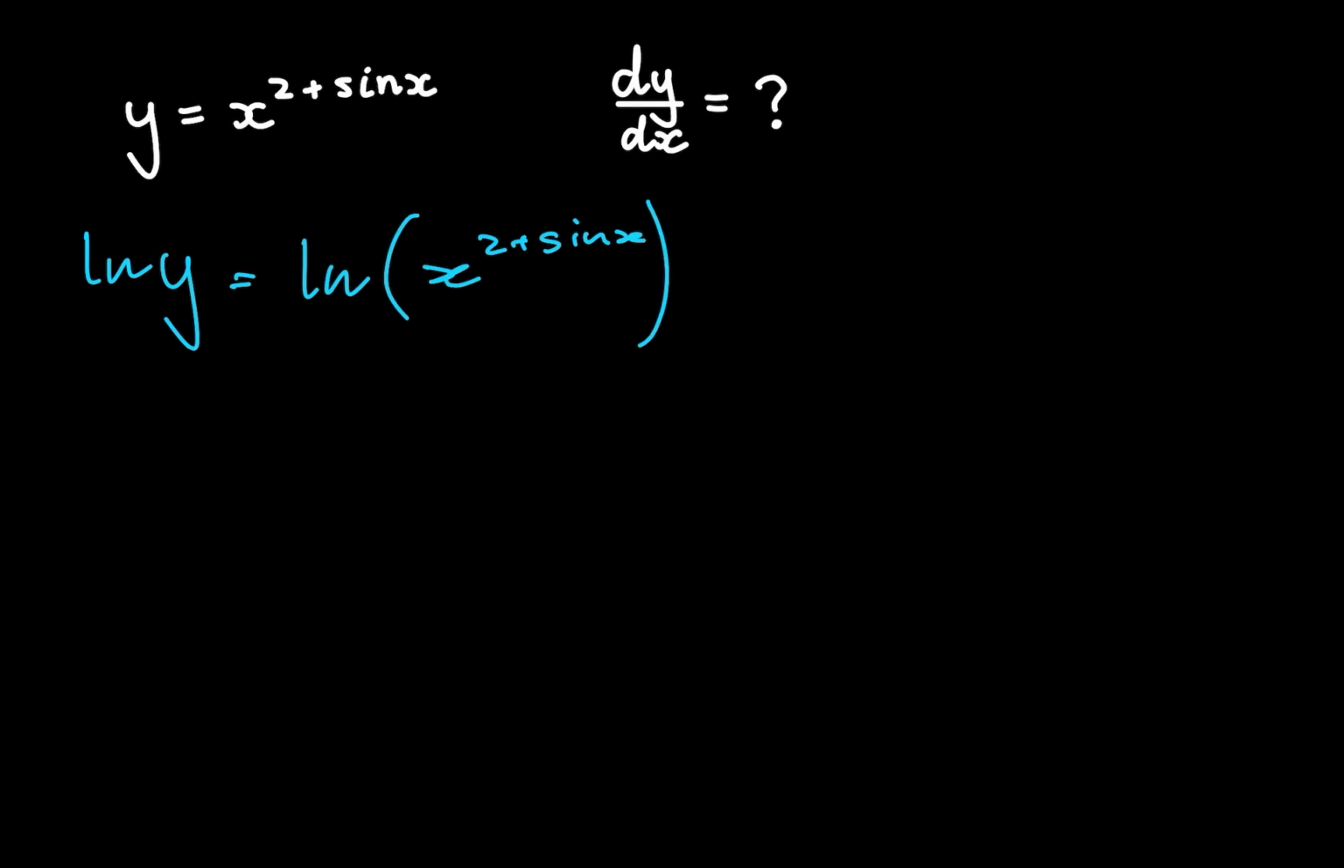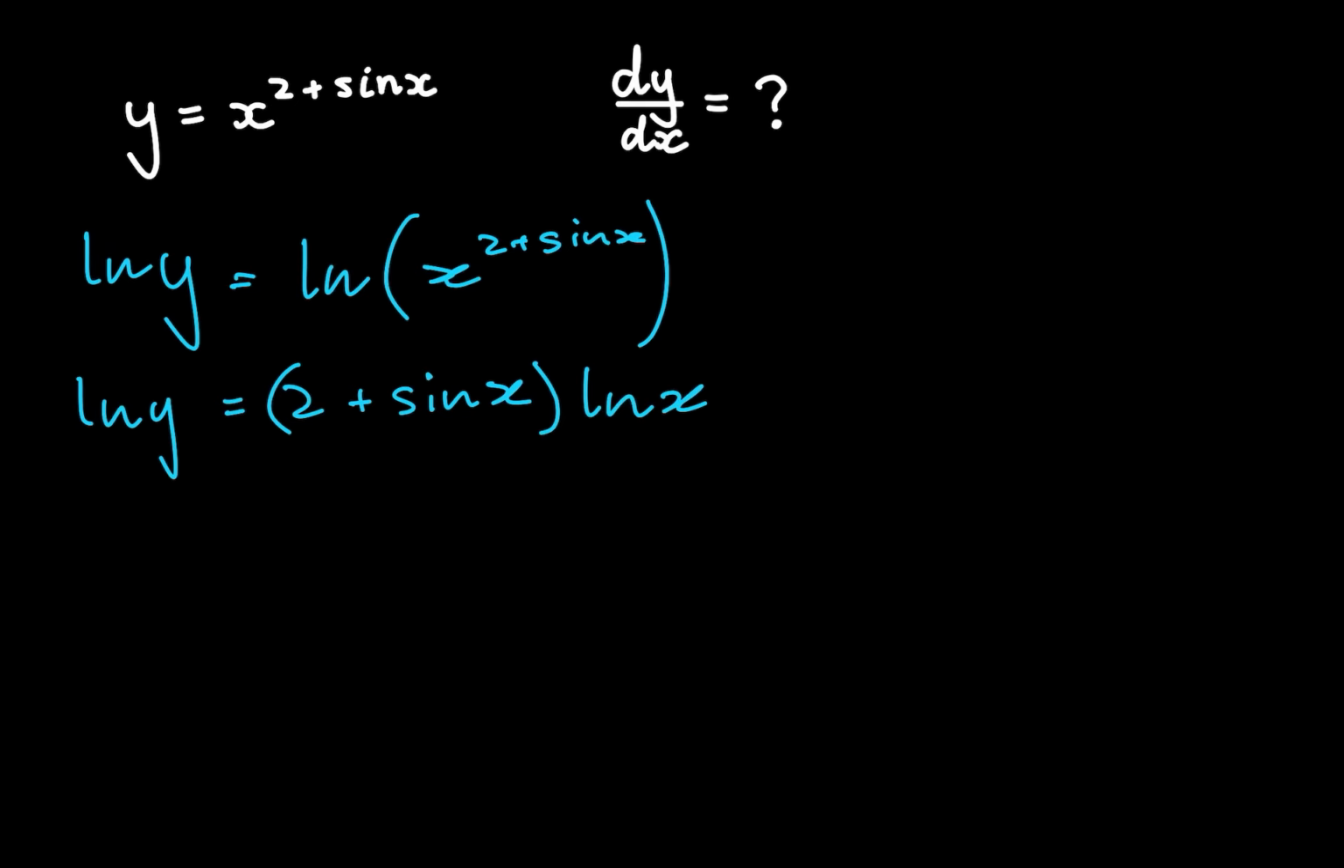Okay, now using our log laws, we can take this exponent out and make it a coefficient of our natural log. So we now have the natural log of y is equal to 2 plus sine of x multiplied by the natural log of x.